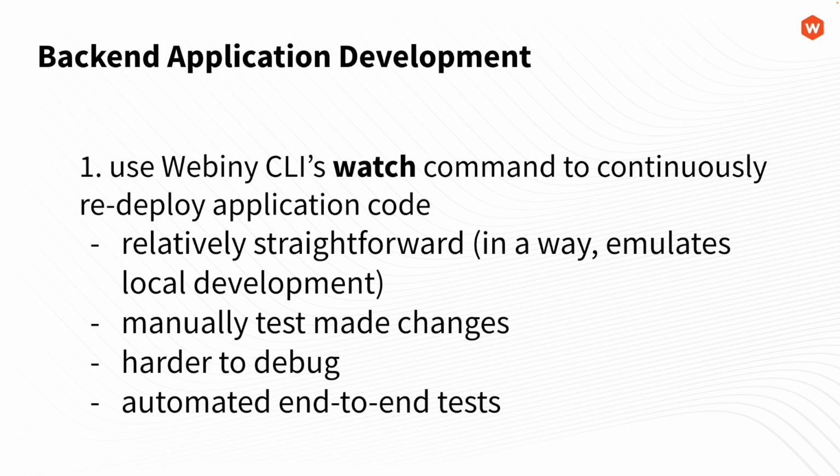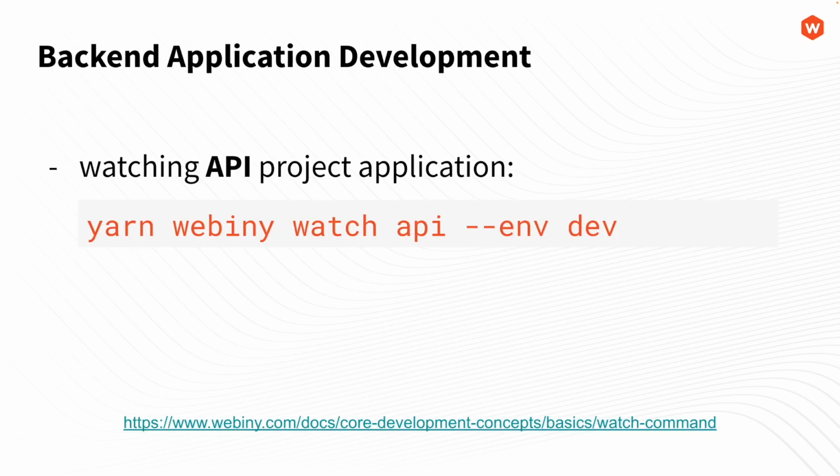When it comes to tests, the only thing we can do here are automated end-to-end tests. So this is how the Webiny watch command works. We type in yarn webiny watch, after which we specify the name of the project application, which in this case is API, and at the very end we still need to specify the environment we're working with.